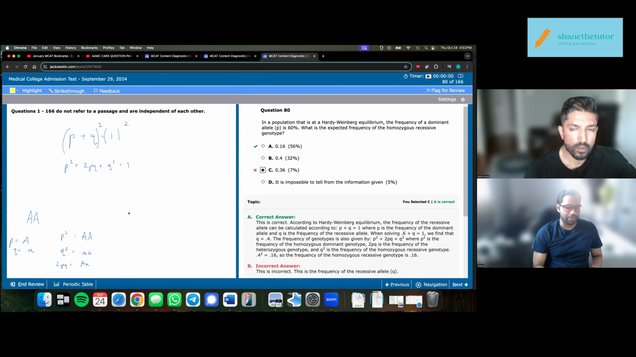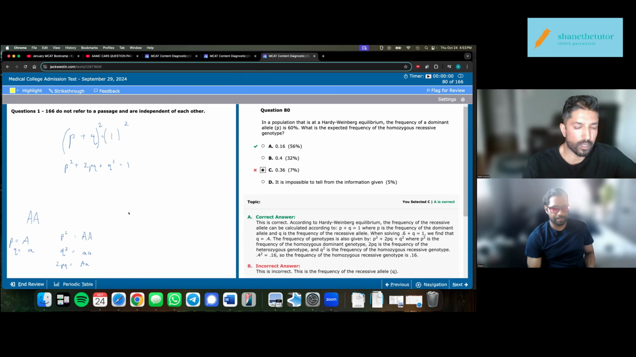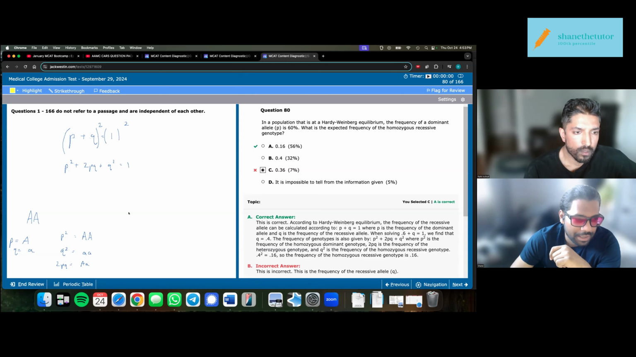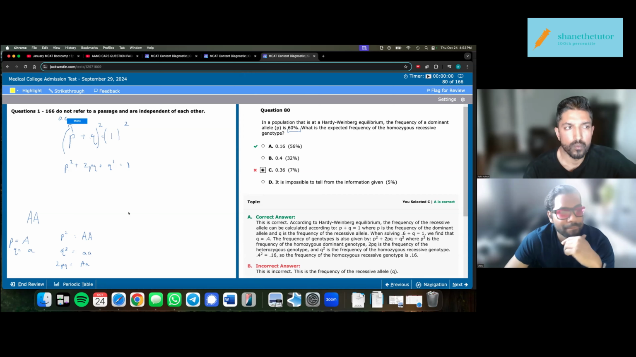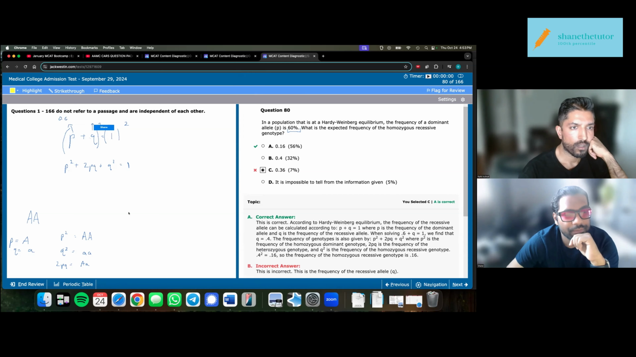So now if we read this question, in a population that is at Hardy-Weinberg equilibrium, the frequency of a dominant allele is 60%. Now, where would we put that number in? The P, yeah, the P. The thing is that this being equal to one means that we're not doing a percent thing. The one is supposed to represent the 100 part, but without the 100. So the 60% we're going to have to turn into just 0.6. And what about the Q here? What do you think that would be? 0.4. Good. There you go. So now we have the allele frequencies in the population.